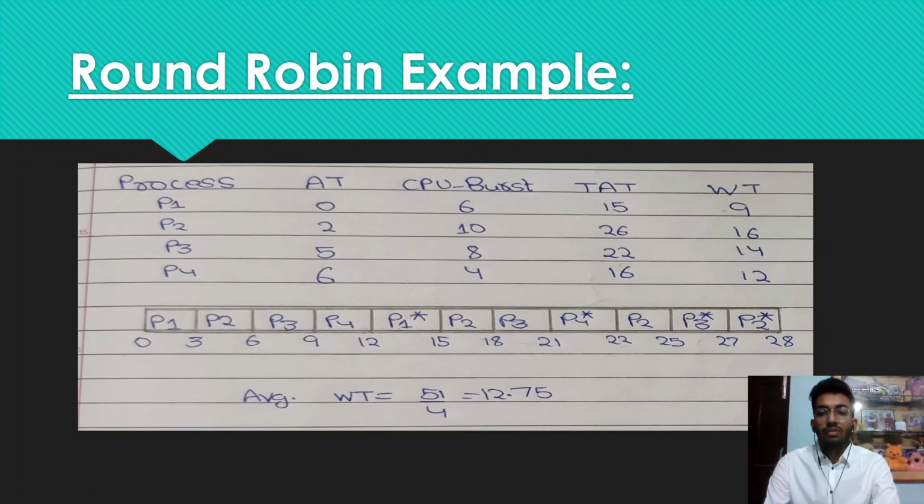Similarly, like before, we can calculate the turnaround time and waiting time for this example also, and at last we can see that the average waiting time is calculated using the similar formula. So the average waiting time is 12.75.